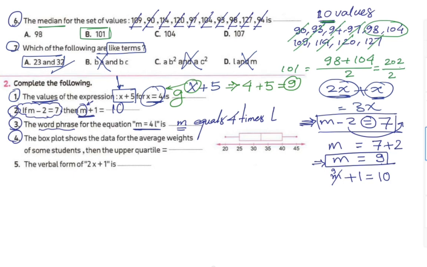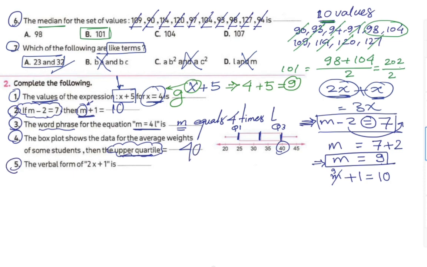Okay, 4. The box plot shows the data for the average weights of some students, and asks for the upper quartile. We have the upper quartile, the lower quartile and the median. Where is the median? This line is the median. This line is Q1, the lower quartile. This line shows us Q3, the upper quartile, and this is the line he asked us for. So the upper quartile is Q3, which equals 40.